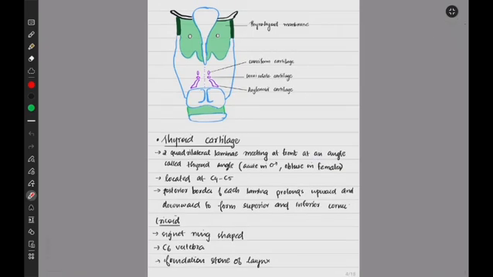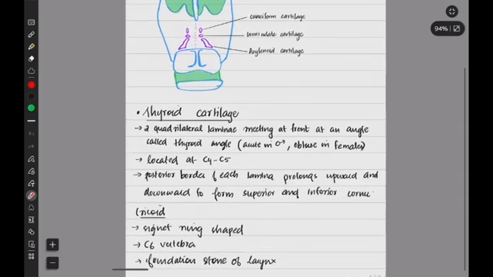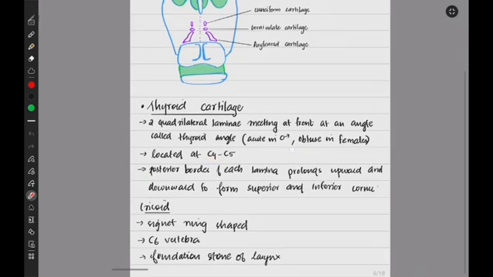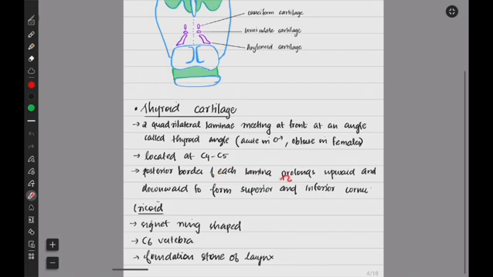First of all, about the thyroid cartilage. So thyroid cartilage has 2 quadrilateral laminae which meet at the front at an angle called thyroid angle. So this thyroid angle is acute in males and obtuse in females. It is located at C4 and C5 level. Then the posterior border of each lamina prolongs upward and downward to form the superior and inferior cornu.